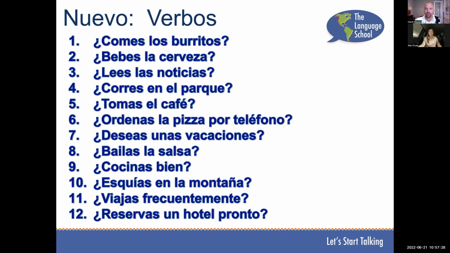¿Comes los burritos? Sí, como los burritos. ¿Bebes la cerveza? Sí, bebo la cerveza. ¿Lees las noticias? Sí, leo las noticias. ¿Corres en el parque? Sí, corro en el parque. ¿Tomas el café? Sí, tomo el café. ¿Ordenas la pizza por teléfono? Sí, ordeno la pizza por teléfono. ¿Deseas unas vacaciones?